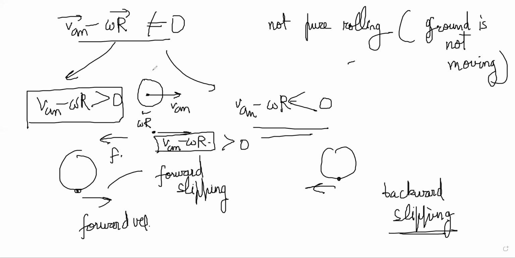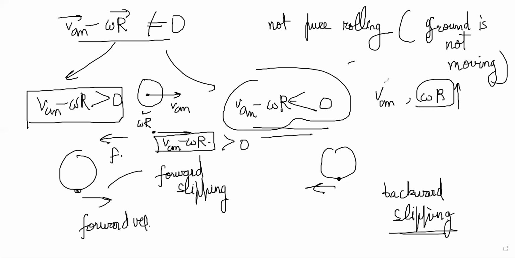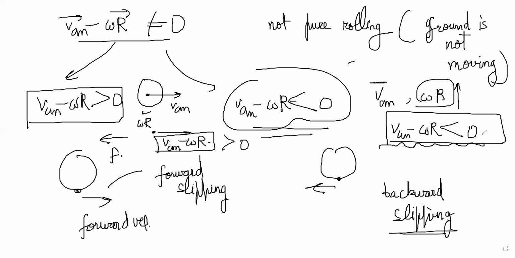The other example could be if your car tire is stuck in mud. You are pressing the accelerator, but the car is not moving ahead, although the wheels are spinning really fast. You would have seen such a case. So omega r will be really high, but the car is not moving. You are spinning in place. What happens in that case is VCM minus omega r is less than 0. So that is called backward slipping. So these couple of things you need to understand.